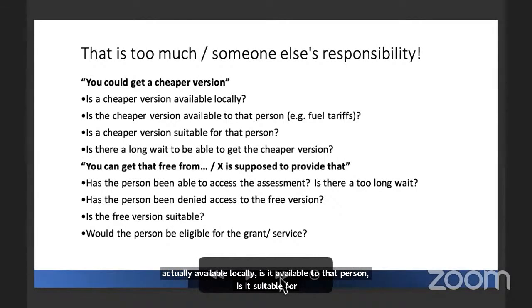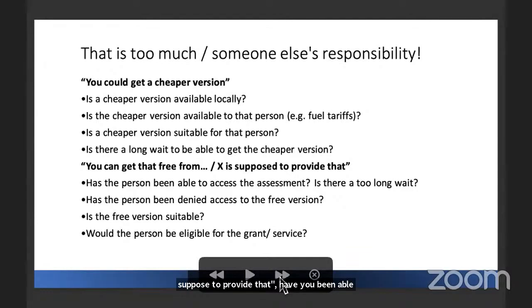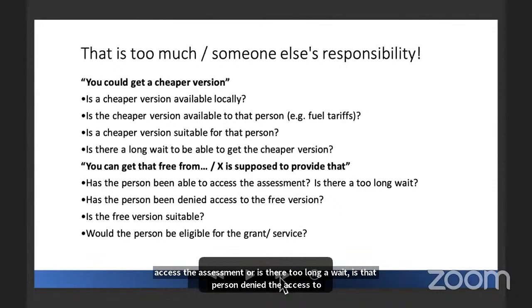If the local authority says you can get this from wherever, or this other place is supposed to provide that, have you been able to access the assessment? Or is there too long a wait? Has that person been denied access to the free version, or is that suitable? Would the person be eligible for a grant or a service if the local authority say that's what you should be doing?